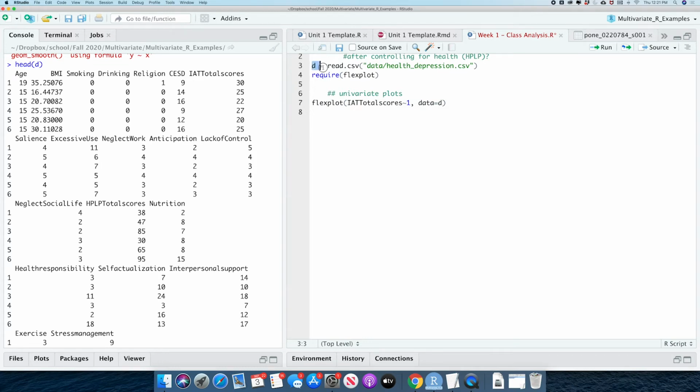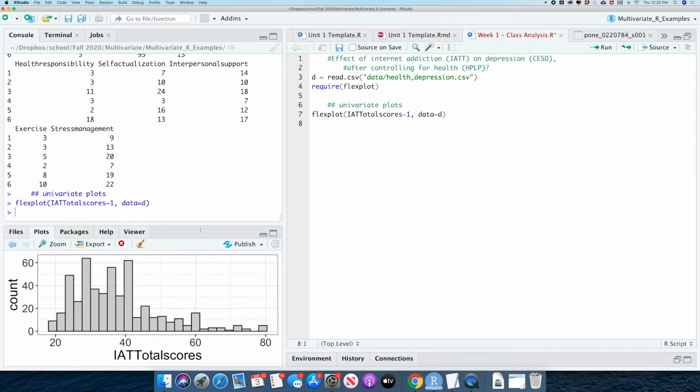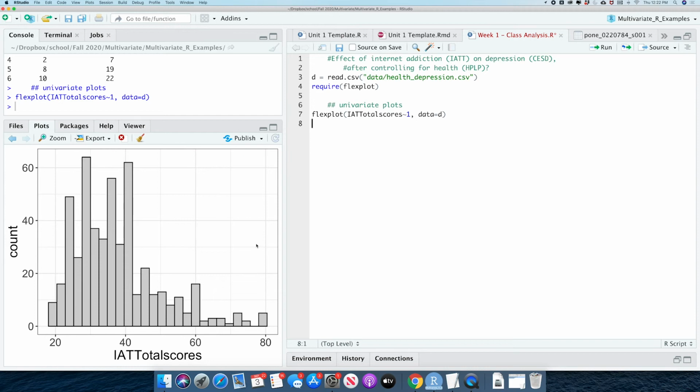By the way, I named my data set d earlier because I'm lazy, instead of something like health or depression. If we plot that, I'm gonna make that screen bigger. What we see is a positive skewness. IAT is internet addiction, and most people report very low levels of internet addiction, and it's very rare for somebody to report extreme internet addiction. So that's kind of interesting. That could be a problem. Usually, this is a predictor variable, so usually we don't care about the distribution of the predictor variables, but it's something to look out for. We might see some skewness.